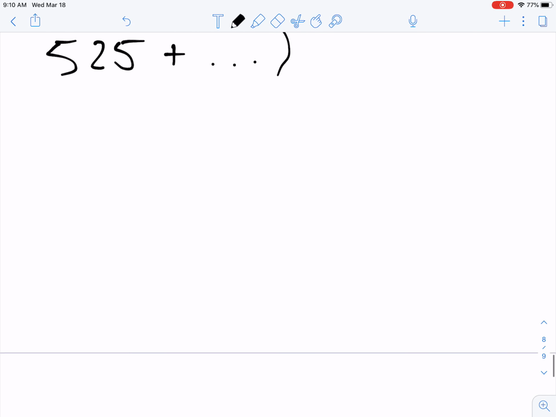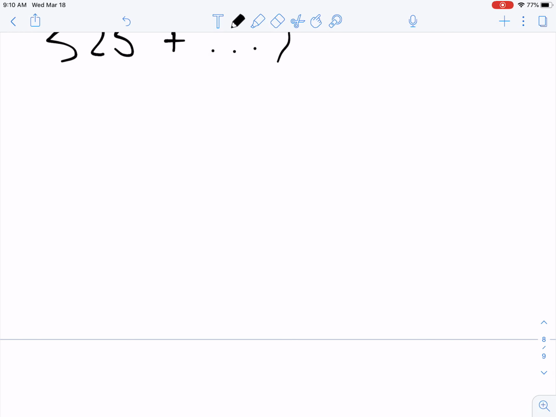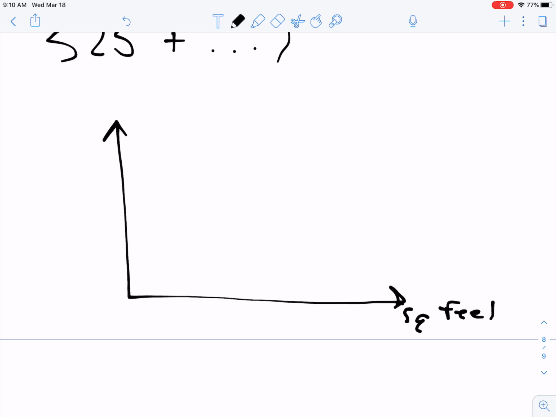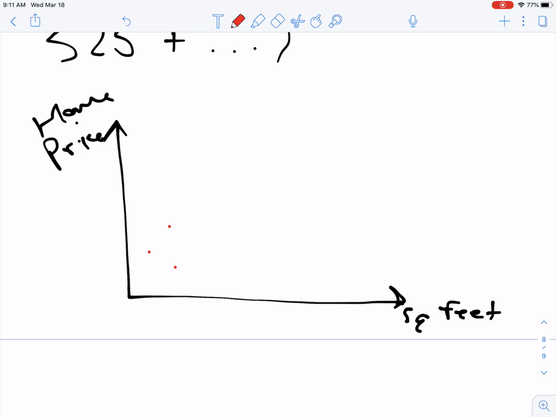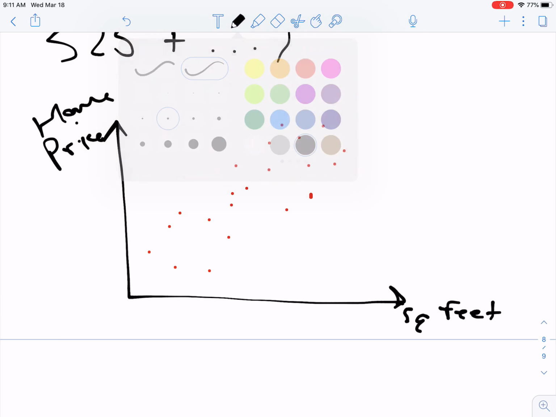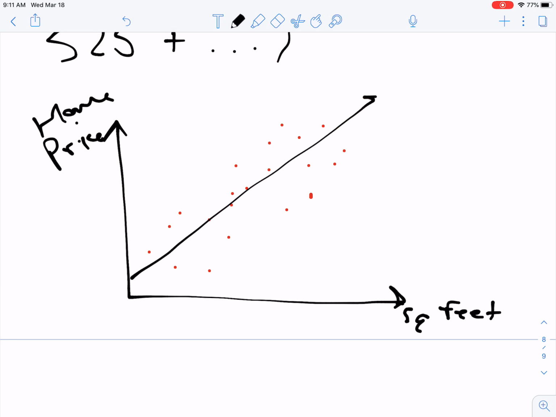So now just real quick, let's think about all this information. If we had a graph of square feet and home price, we could make a really cool looking graph with all this information, which we'll do in Excel in the follow-up video. So we have our data. We have our regression line going through the data.